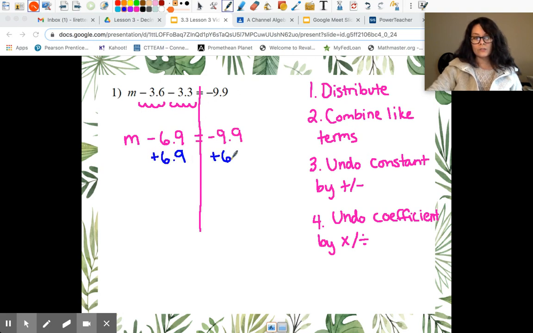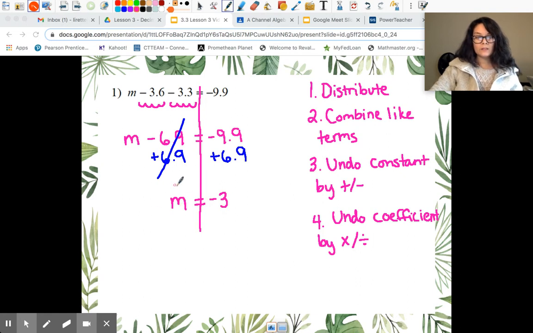And what I do to one side, I must do to the other. These are going to cancel on the left, and I'm left with m. And if I use my calculator here, again, careful how you type it in, negative 9.9, you've got to type that negative, not a minus sign. For most calculators, there are two different buttons. And then you're going to type plus 6.9, and I get an integer of -3.